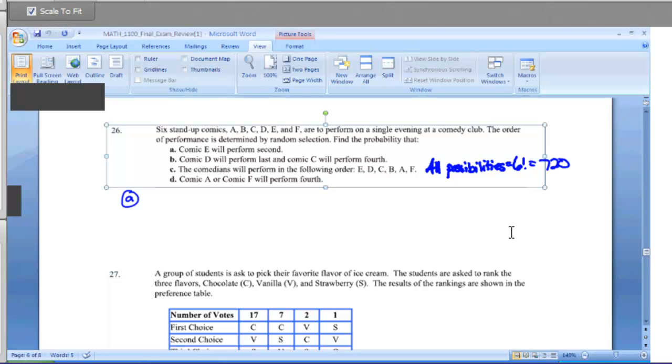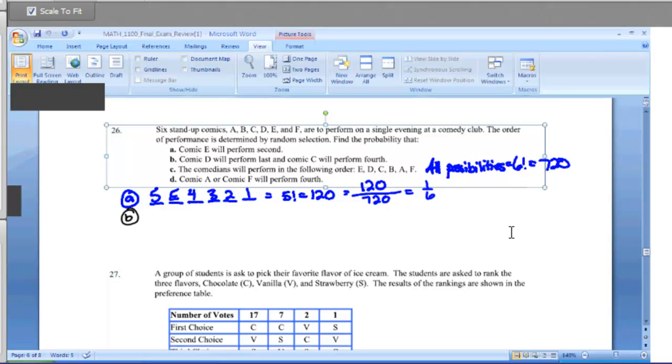So for A, that comic E will perform second. Again, we have 6. If we know comic E is second, that leaves 5 for the first spot, 4 for the third, 3, 2, and 1. So that's the same as 5 factorial, which is 120. So the probability is going to be 120, or the total number of ways we can have comic E perform second, out of the total number of ways the comics can perform. So 120 over 720 reduces down to 1/6.